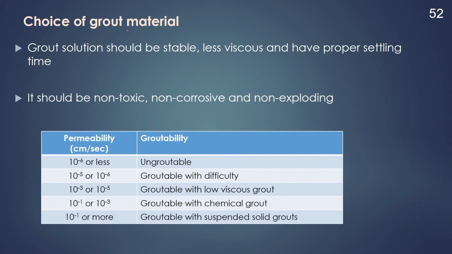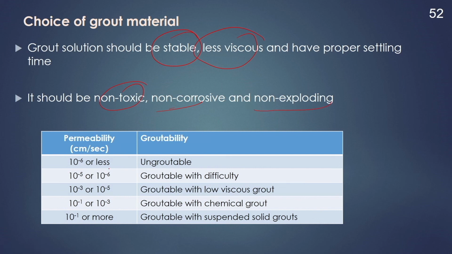Then the question comes, what kind of grout material we need to select. The grout material should be stable, less viscous and have a proper setting time, and also it should not be toxic, it should not be corrosive, and it should not be explosive in nature.